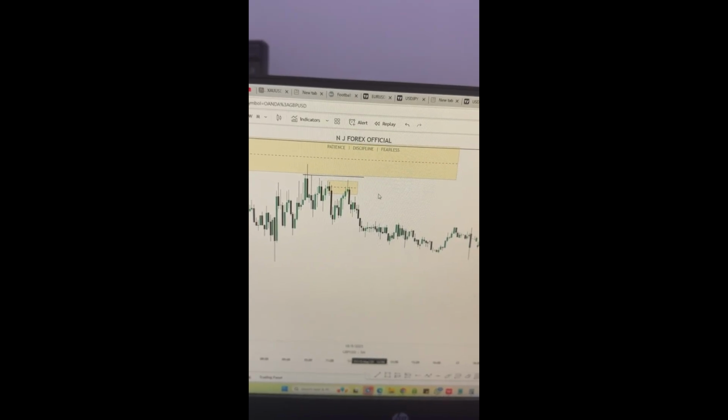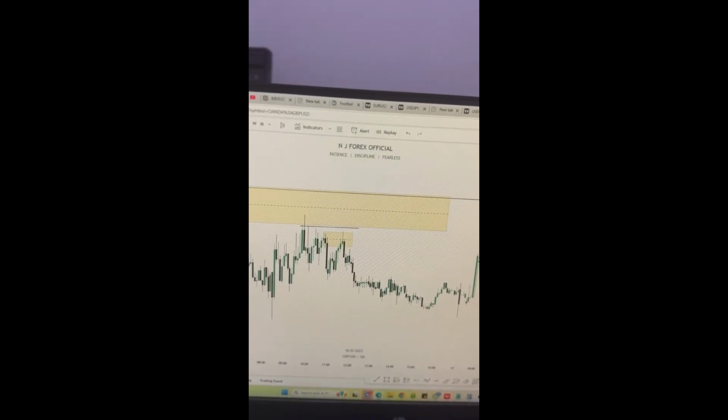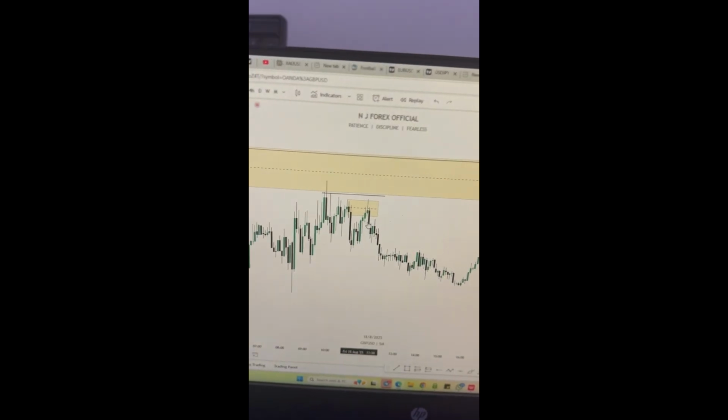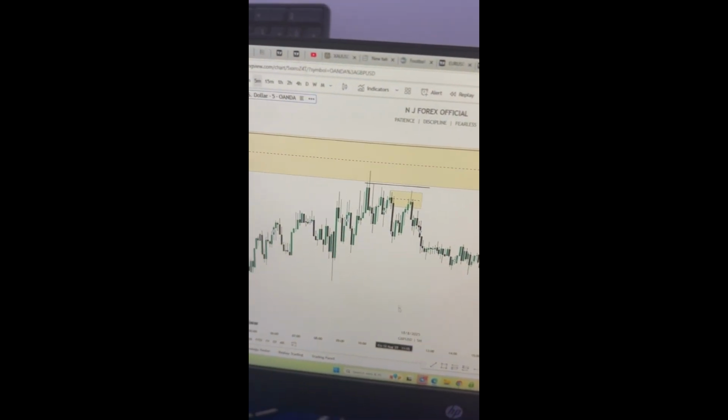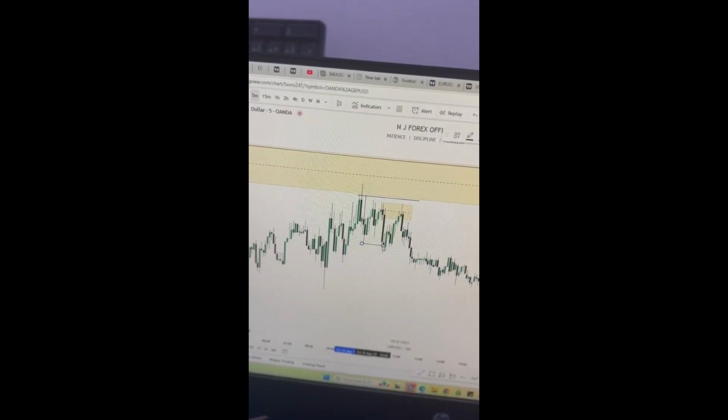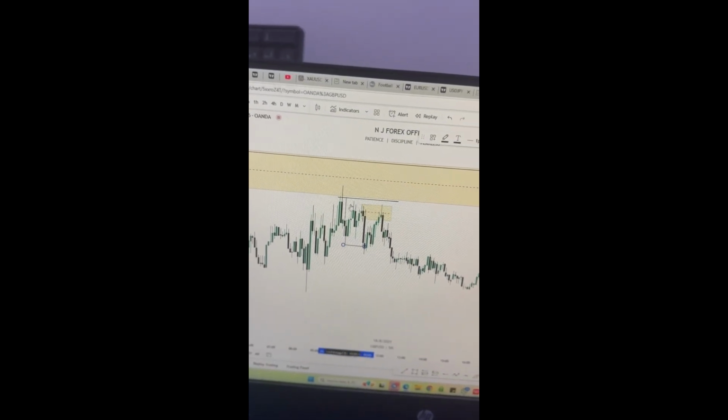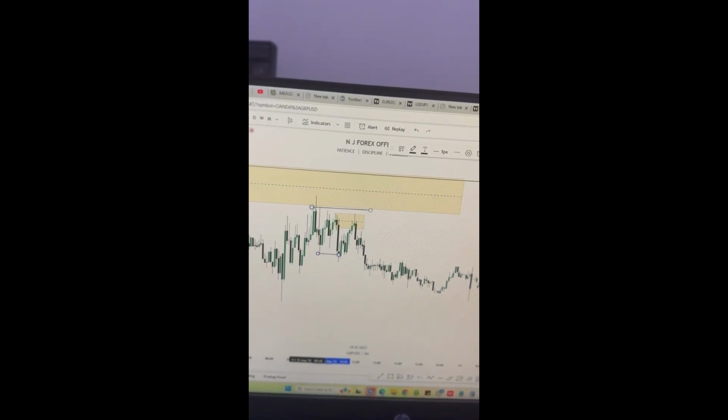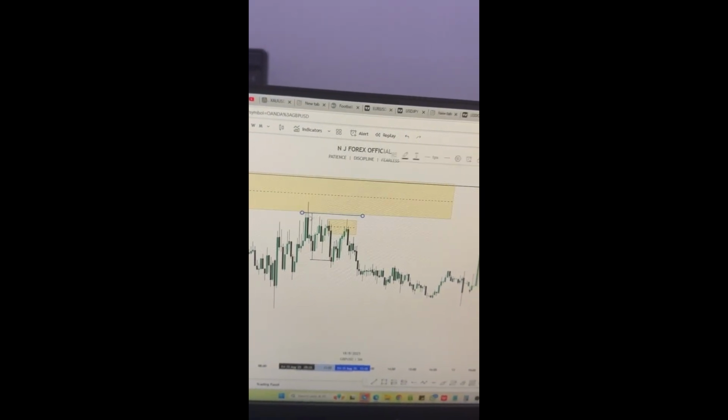So for me to get that sniper entry with a good risk to reward, I have to scale down to a smaller time frame, mark the break of structure, and this was the clear break of structure here, and the order block that caused the break of structure. So you can see this zone, all the closes within the range.